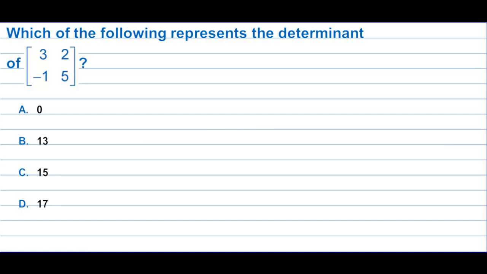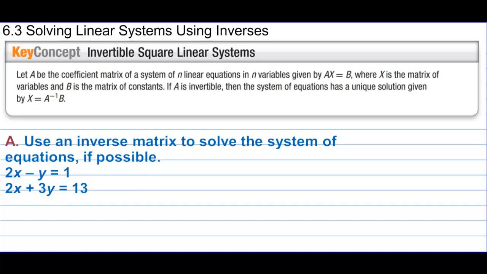Which of the following represents the determinant of 3, 2, negative 1, 5? So we're supposed to find the determinant. And to find the determinant, we cross multiply. We have 15 minus negative 2, which is 17. So letter D.